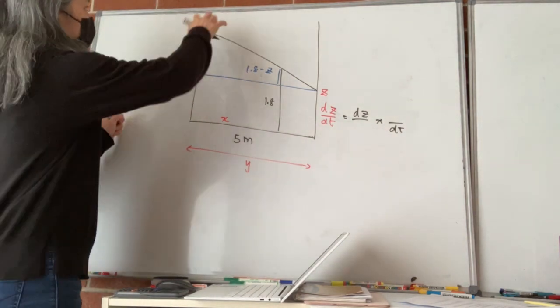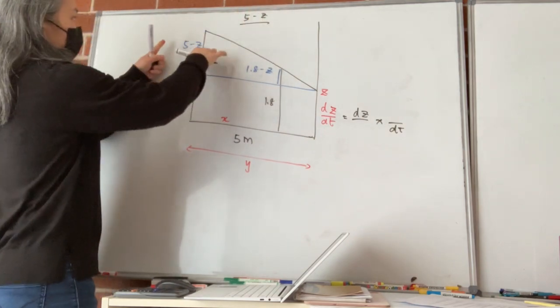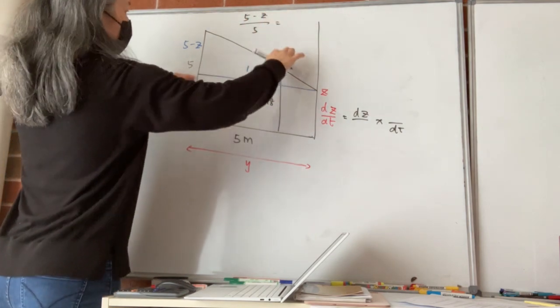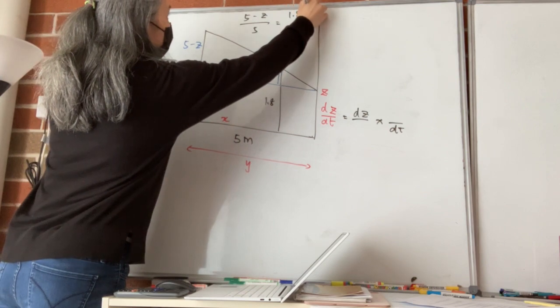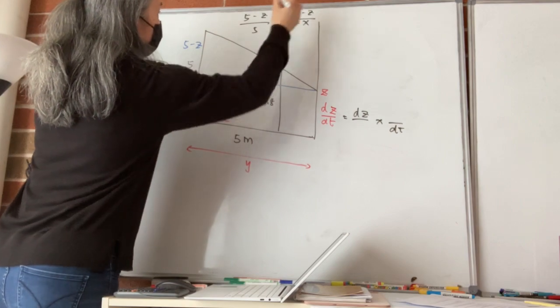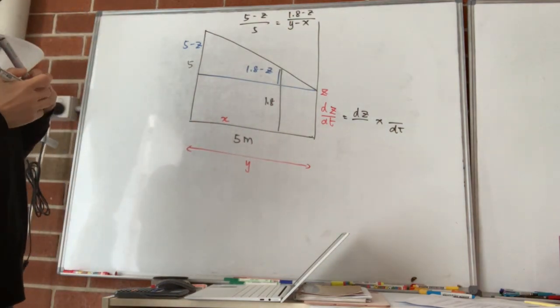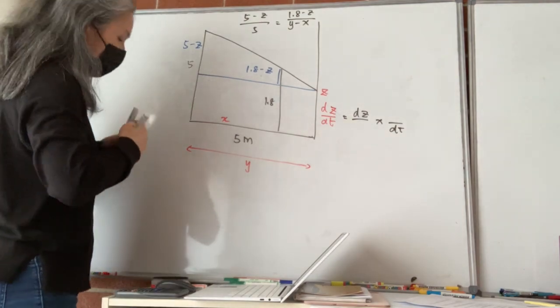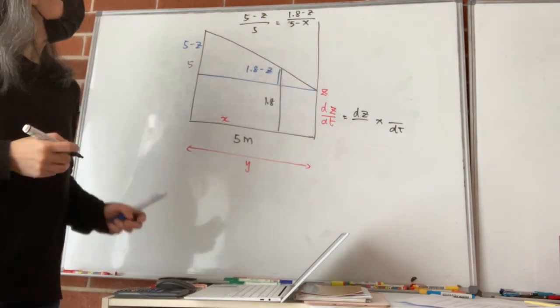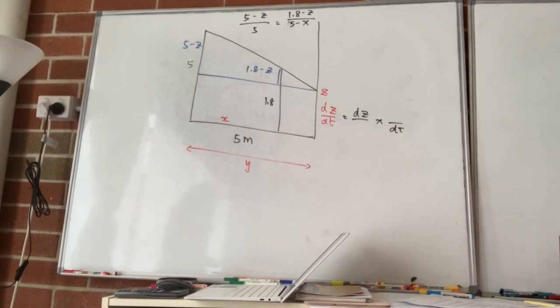We are going to have 5 minus Z over the big one, which is a 5. This one, 1.8 minus Z over this one, which is y minus x. But the good thing is we know the y. Y is 5. So it's going to be 5 minus x. Then it should be the same: 5 minus Z on 1.8 minus Z. And then that'd be y.